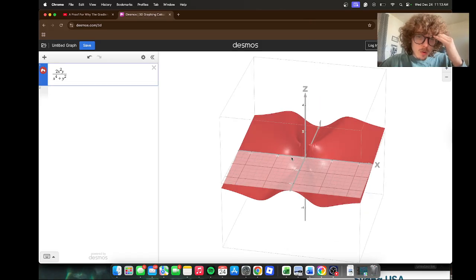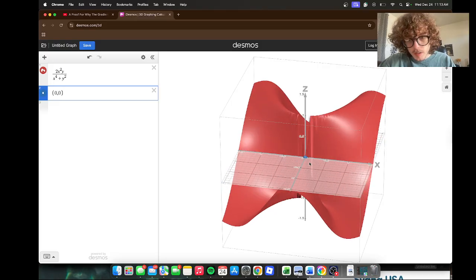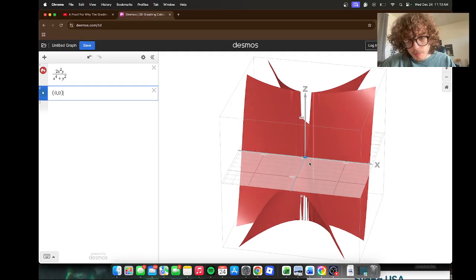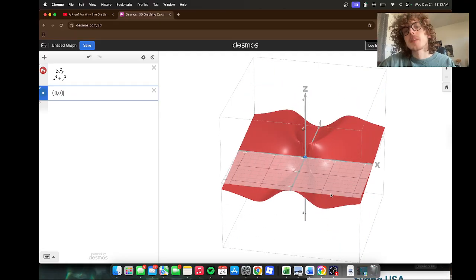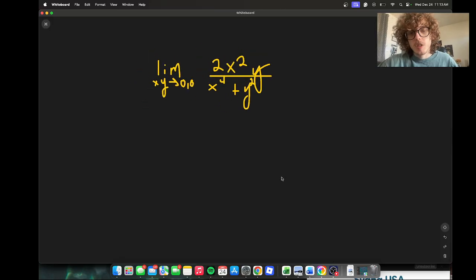And the question it's asking is, at this point (0, 0) right here, what's the limit as we approach that value from the left and right? Trying to solve this can be very challenging, especially if you have no idea what you're doing. And maybe you do, you just maybe don't understand exactly what you're trying to do.